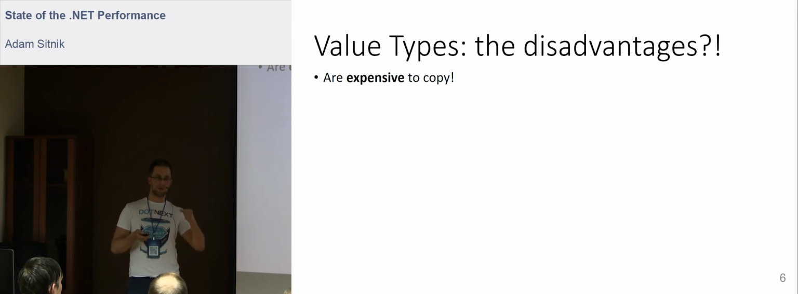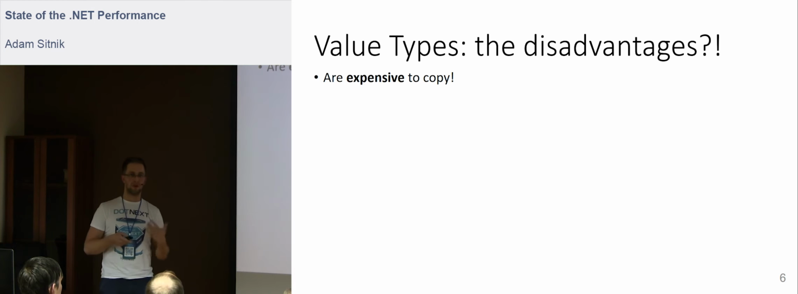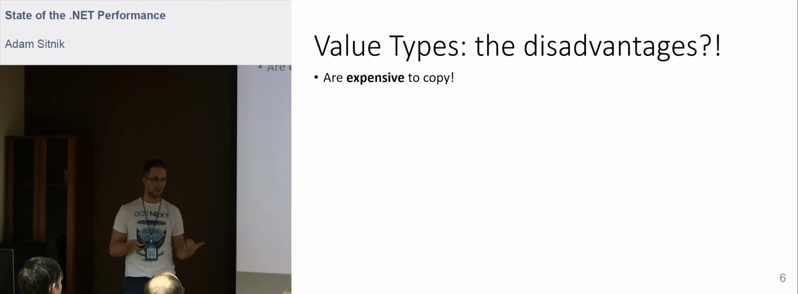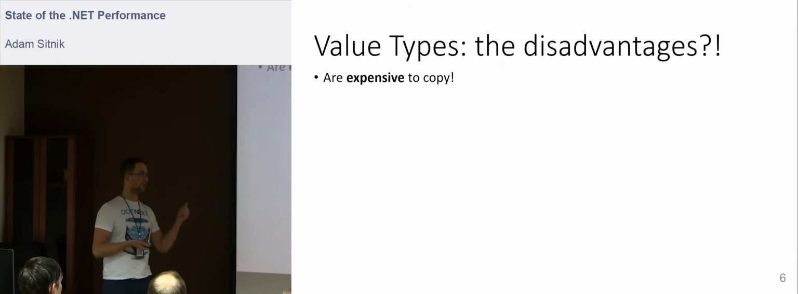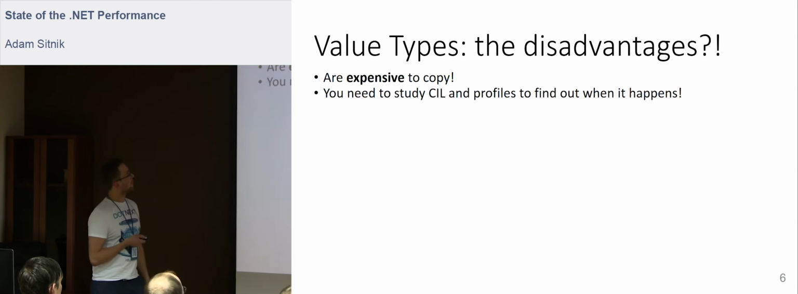Because with object types, we simply send the reference or the copy of the reference. With value types, we always pass the whole copy. So if you have a huge type like 10 fields, then it's more expensive to send it to the method. And all of the other advantages might not be so cool, and it's better to use an object at some time. But you also don't know when it happens.